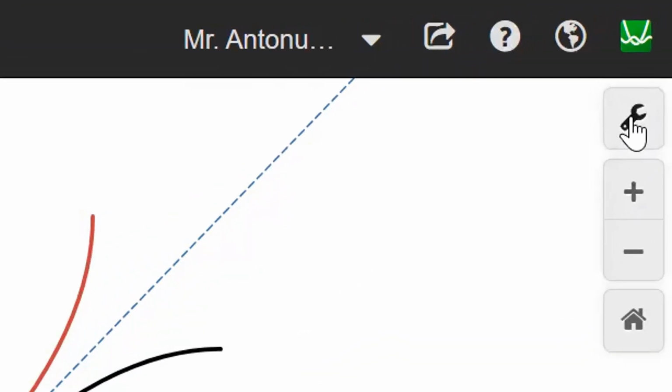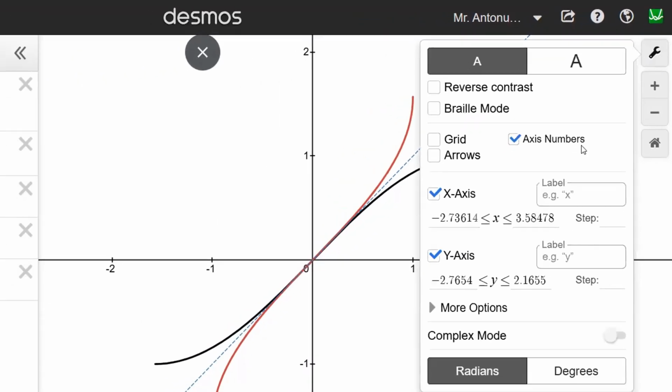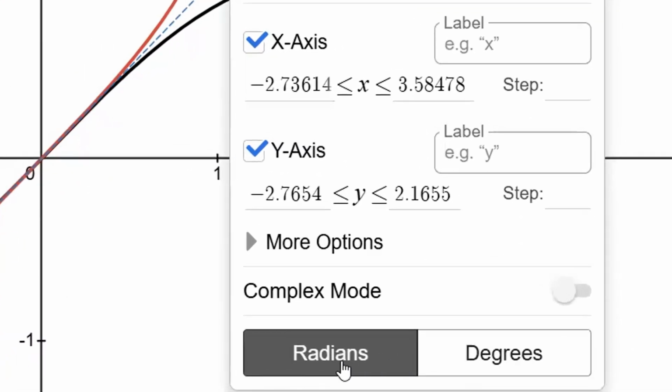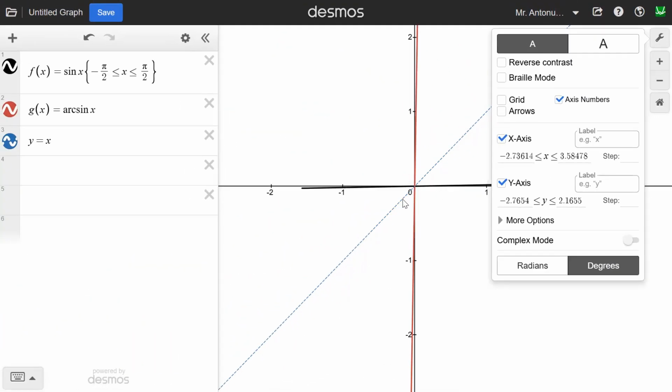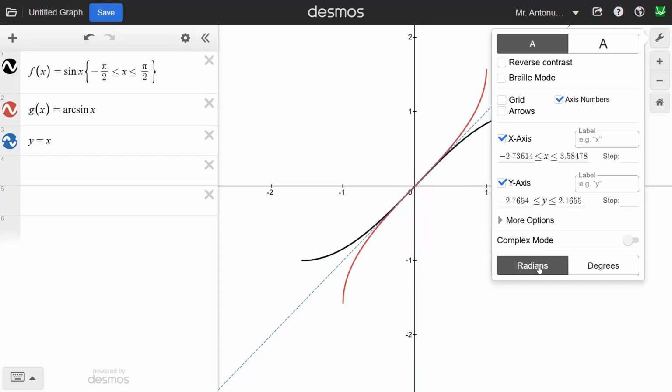If we go back to Desmos and you click on the little wrench here, you can make sure you're in radian mode by switching back and forth down here. If I click degrees, notice how the graphs change drastically because they would be different if x is in terms of degrees. So make sure you're in radians.